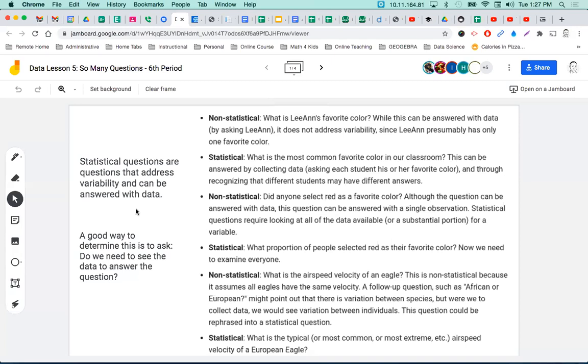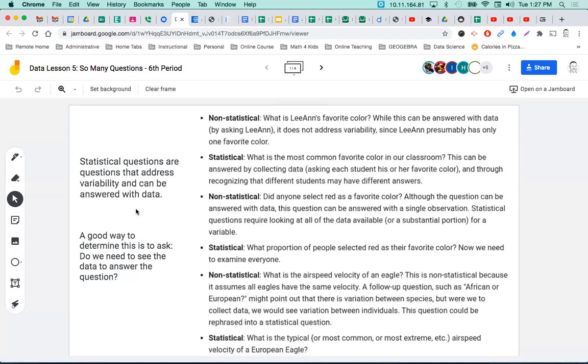So a non-statistical question is, what is Leanne's favorite color? Now we're assuming Leanne has one favorite color. All right. The problem with this is that it does not address variability, because it's only one point. It's one answer. All right.